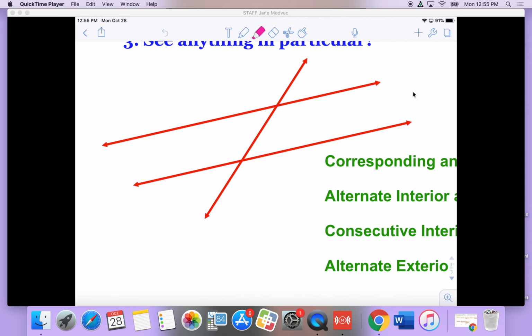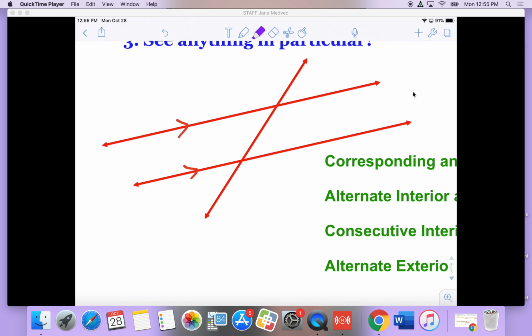So if you remember from the last lesson, these two lines are sometimes parallel and they're sometimes not. If they're parallel, what symbol do we look for to tell you that they're parallel? They're two little arrow thingies. So when you see that, that means that they're parallel. If you don't see that, you can't assume.